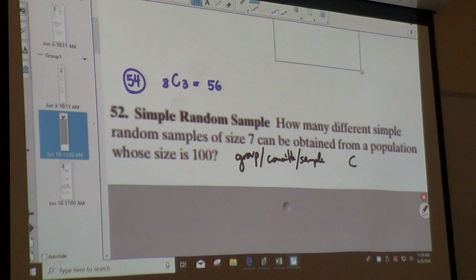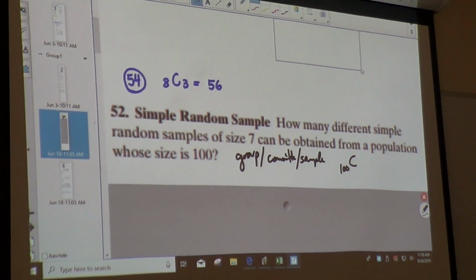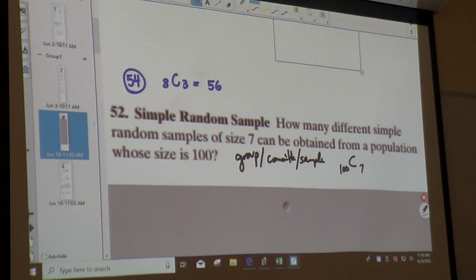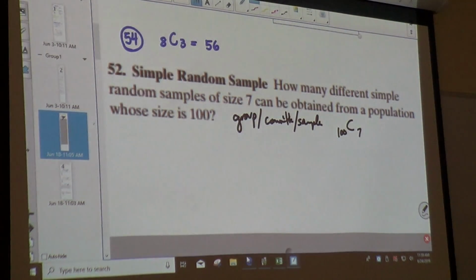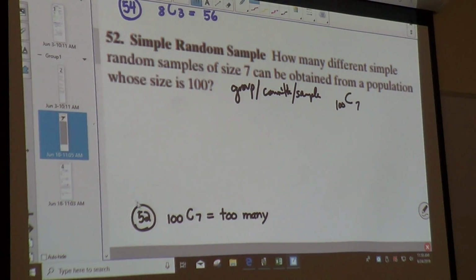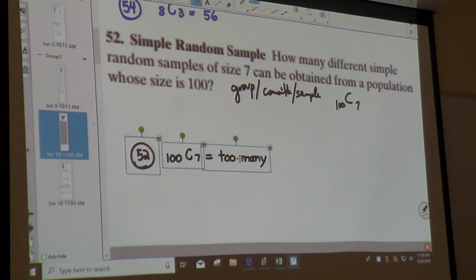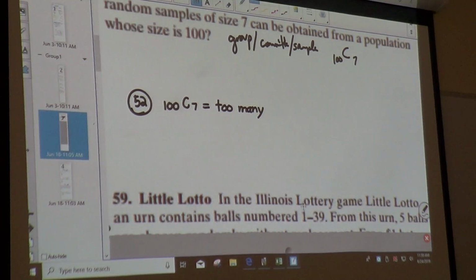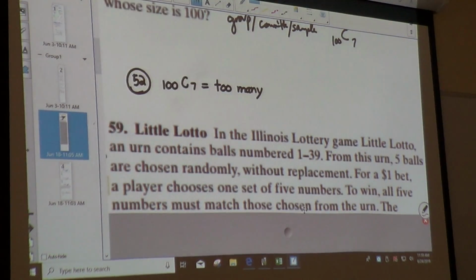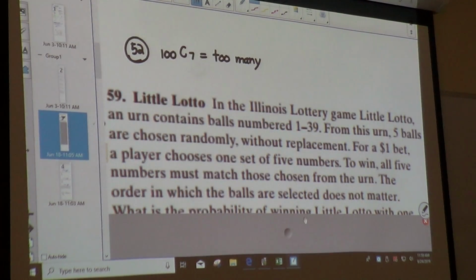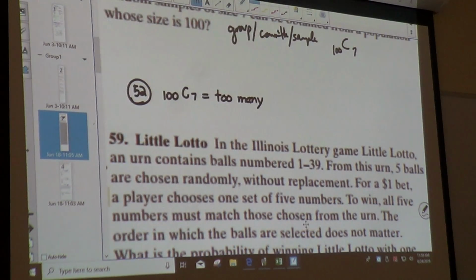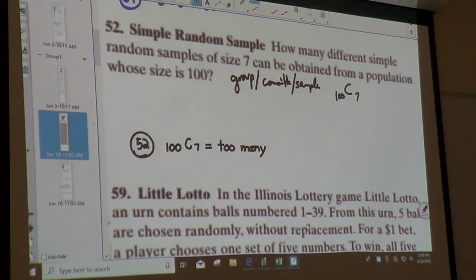How many are you choosing from? 100, and how many are we picking? 7. And our answer must be really big. The key word in that one was population. Population is going to be your total, and a sample is like a group.